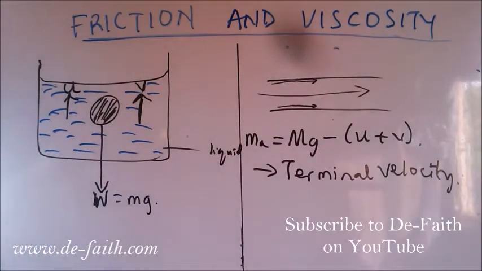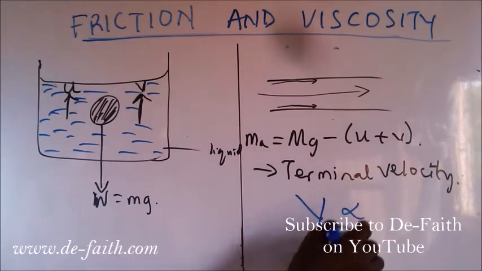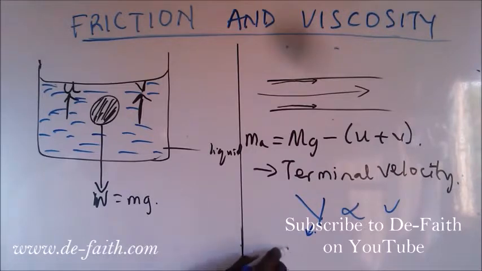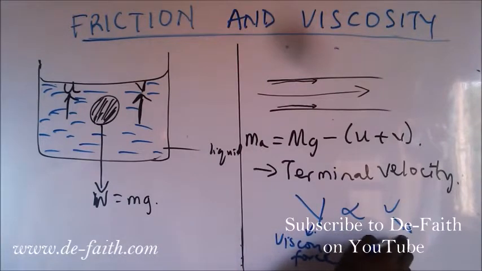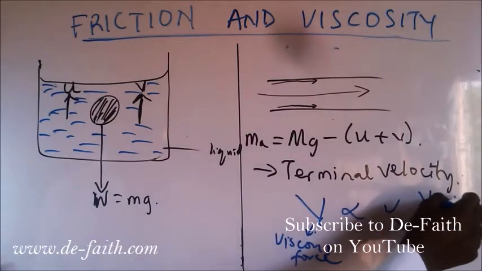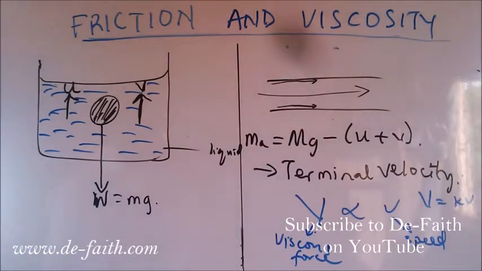And so we'll have it that the v is proportional to the speed. Where this v represents the viscous force, and then we have this small v as the speed. So we have it that V is equal to k small v, where this k is a constant. Now at that point, we will realize that since it is no longer accelerating, that is, acceleration has turned to 0, this particular equation will become 0 equal to mg minus u plus v at this particular point.